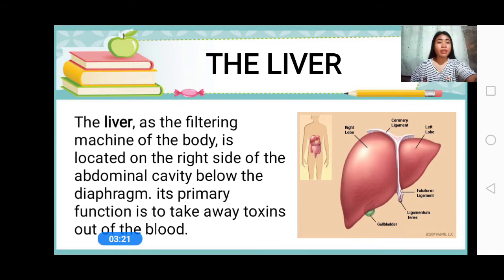So, what is the main or primary function of the liver? To take away toxins out of the blood. Remember that the liver is the filtering machine of the body. It filters the blood. It filters the toxins in the blood. Do you understand me? So, where is it located? In the right side of our abdominal cavity. So, what is the next major organ? The liver. What is the liver? The filtering machine of the body, in which its main function is to take away toxins out of the blood.